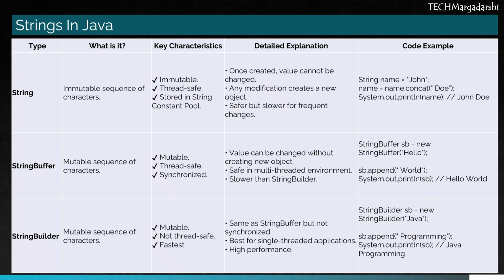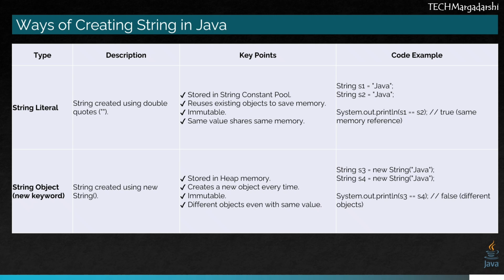Because it is not synchronized, it offers the best performance and is commonly used in single threaded applications where speed is important. So, to summarize, use string for fixed text, StringBuffer for thread safe modifications, and StringBuilder when performance matters. Now, here's the next topic: ways of creating string in Java.